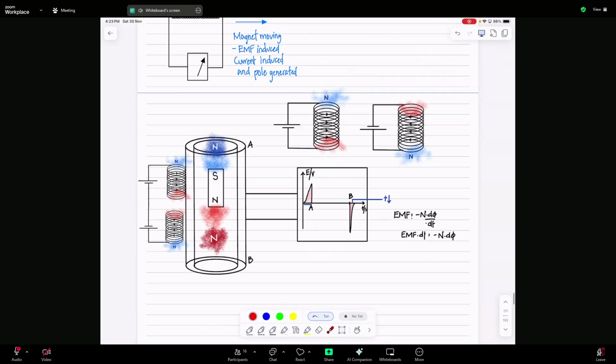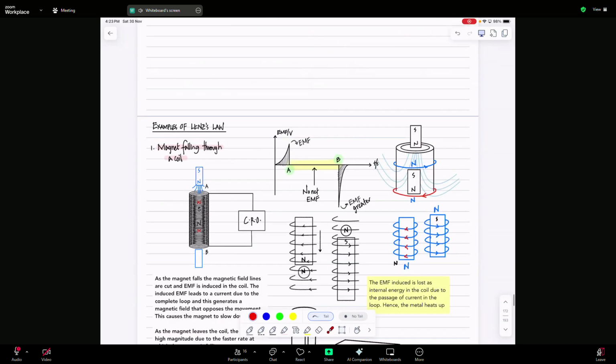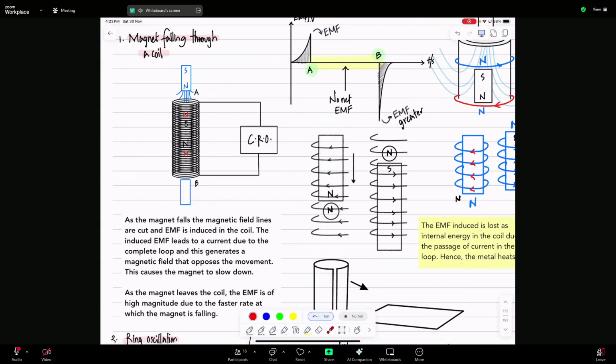Yeah, okay. So this one is essentially, what's happening here is that you drop a magnet through a coil, right? As the magnet drops through the coil, obviously EMF will be induced. So we use a CRO here to see how the EMF varies. And then the graph looks like this.